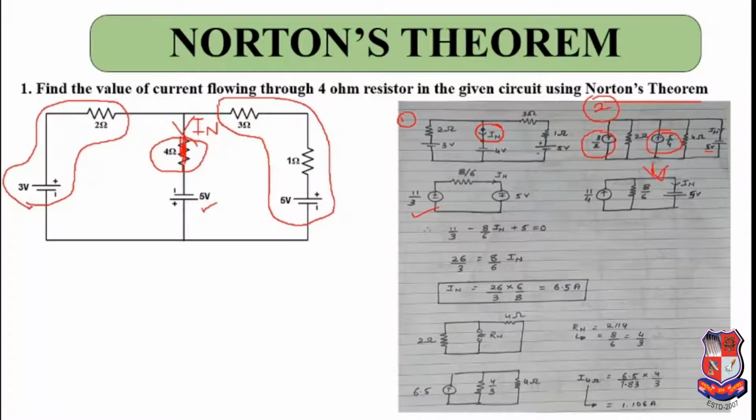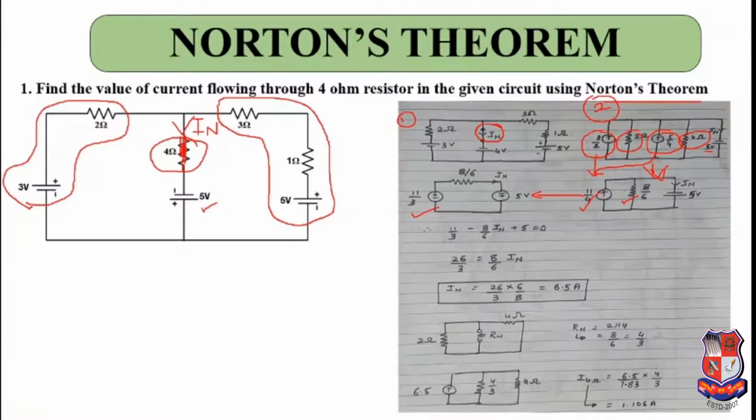So in this step you can see 11 by 4 will be the equivalent of 3 by 2 and 5 by 4, and in parallel to that, this 2 ohms and 4 ohms, their equivalent will be 8 by 6. So you will get this, and in parallel to that there will be a Norton's current and 5 volt voltage source that was given here. So after that you have to come over here. So over here you can see 11 by 4 and this 8 by 6.